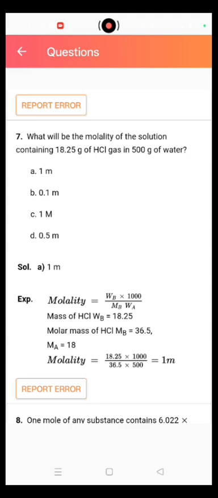Then MB is molar mass of solute. So HCl mass is 18.25 and molar mass is 36.5. Then the mass of solvent is 500. And this molality is equal to 18.25 into 1000 by 36.5 into 500. So 18.25 by 36.5 will be 1 by 2 and 1000 by 500 will be 2. So 2 by 2 is 1 molality, 1 molal solution. Clear?